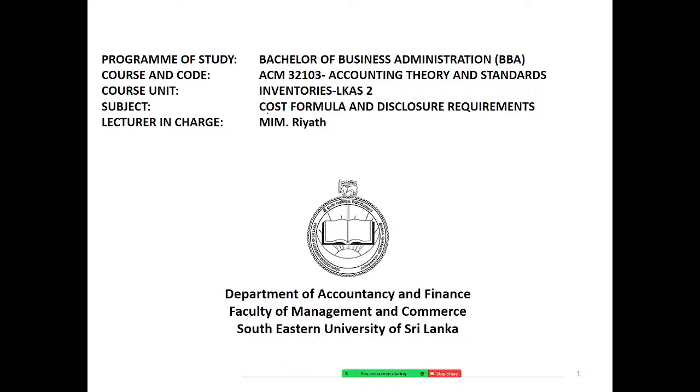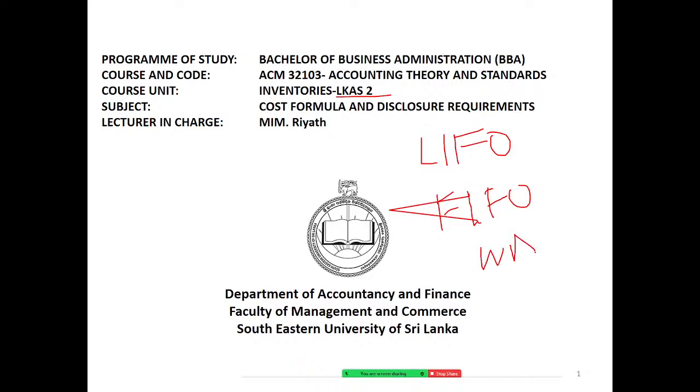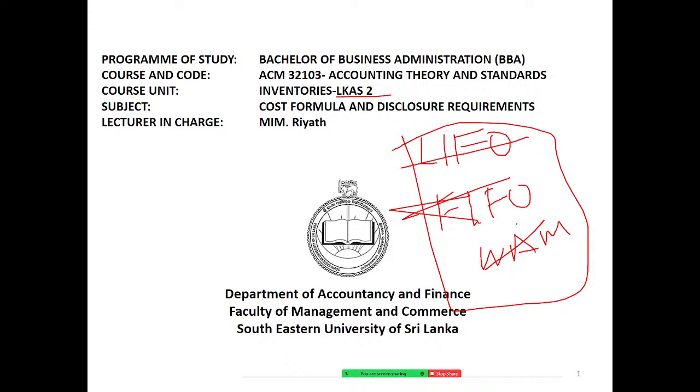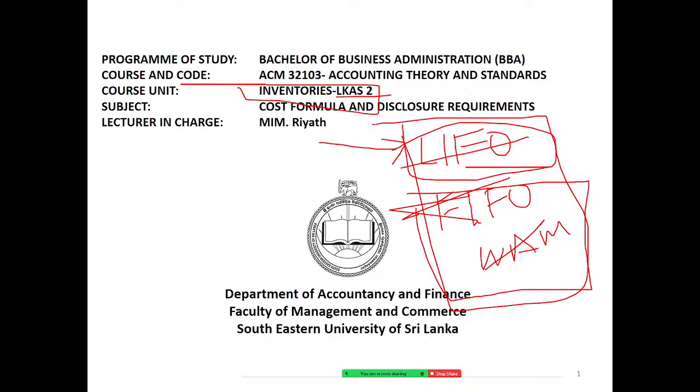Right, now we move to the third part of inventories, LKAS 2, cost formula and disclosure requirements. So in this chapter we will discuss how to value inventories. So LIFO, FIFO, and weighted average method. You might have studied LIFO, FIFO, BEM method in cost accounting and other subjects, but here according to the LKAS, only FIFO and weighted average method are recommended, and the standard does not recommend the use of LIFO, right? LKAS 2 does not recommend use of LIFO, so LIFO cannot be used in valuing inventories.